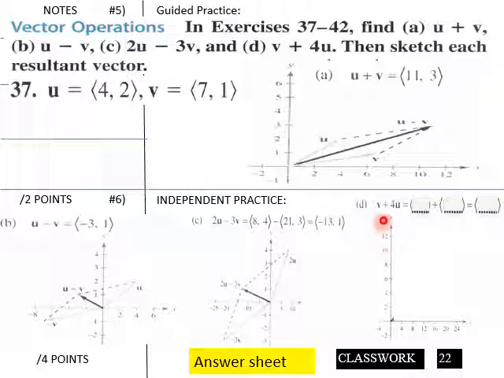And then D here, v plus 4u. Let's see, that would be v, which is 7, 1, and then 4u here would be 16, 8. We add those together. We have 23, 9. Here would be your 23, 9 up here. Then here's your geometric solution for these. Okay, so that would be your solutions for number 37.